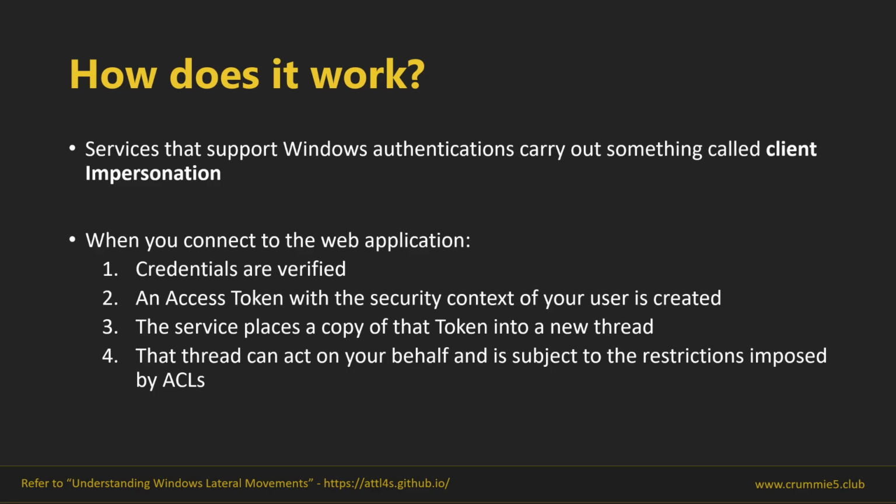This works because if you implement Windows authentication in your service, the service will do something called client impersonation for the clients that connect to the service. Okay, so if you connect as Vegeta, the first thing that will happen is your credentials will be verified. If you are a domain user, the service will delegate that job to the domain controller. Okay. So once your credentials are verified, an access token will be created.